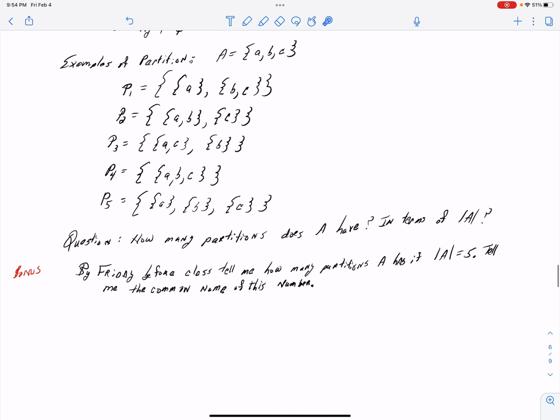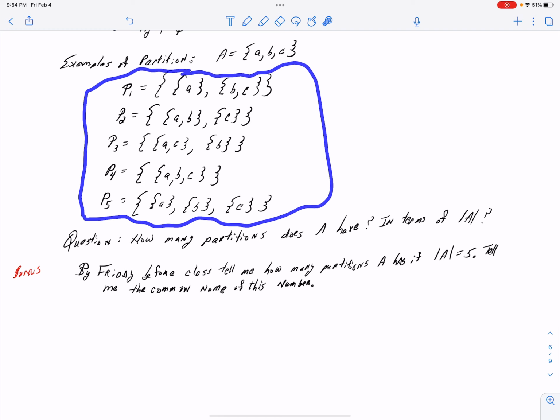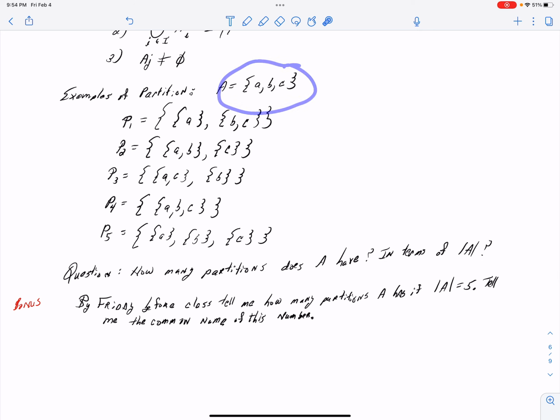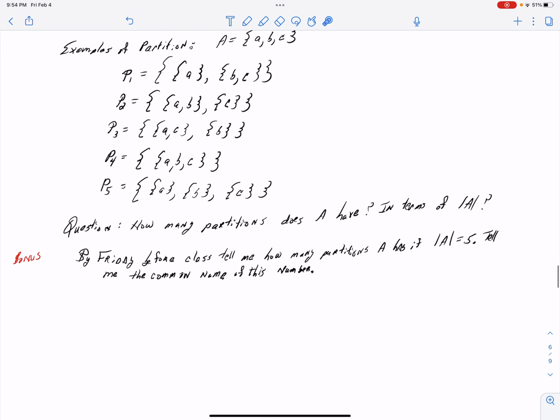And if I think about it, partition 5 would be the set {a}, the set {b}, and the set {c}. So those three subsets, again, would form a partition of A. After you think about it for a little bit, you'll probably convince yourself that these are the only 5 partitions of the set {a, b, c}. It's a reasonable question to ask, how many partitions does A have in terms of the cardinality?